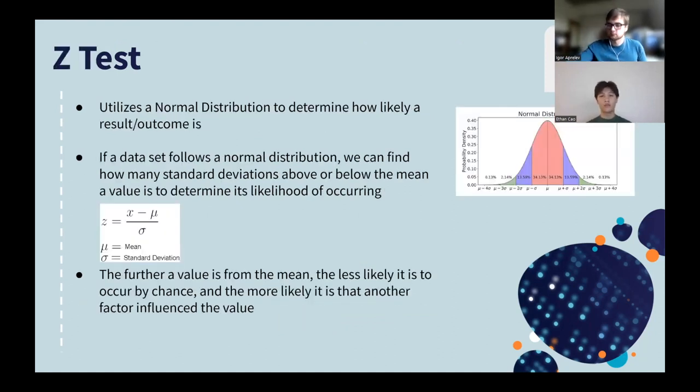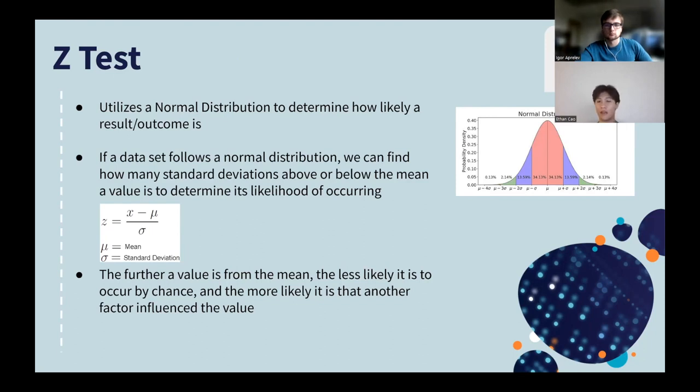All right, so one of the most common statistical tests is the z-test. The way that this test is done is by using a normal distribution to determine how likely a result or outcome is. A normal distribution is a very common distribution that's found in many natural phenomena. The most classic example is height or weight for a population. Those both follow normal distributions. And given a mean and a standard deviation, where the standard deviation is, on average, how far away things are from the mean, that's a very rough understanding of it, but it'll do.